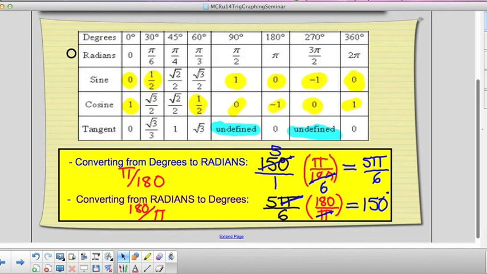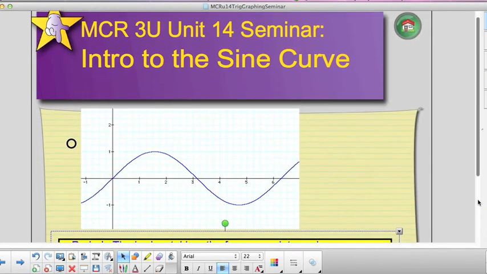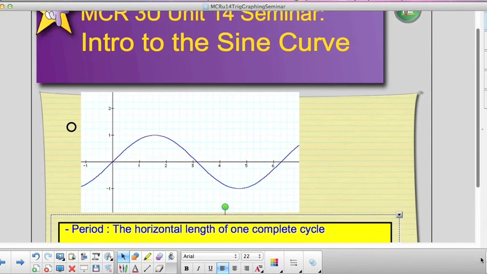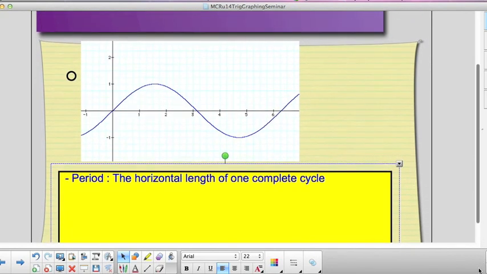Okay, so now we're going to talk about different parts of a trigonometric equation. Sometimes they're called sinusoidal functions in your textbook, but they mean the same thing. So this is a typical sine curve, but sometimes what you're going to find, there are numbers instead of degrees.